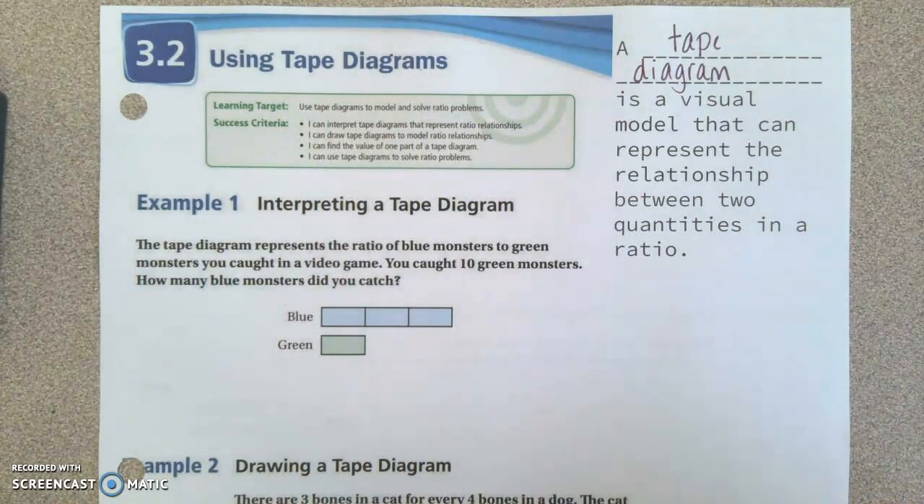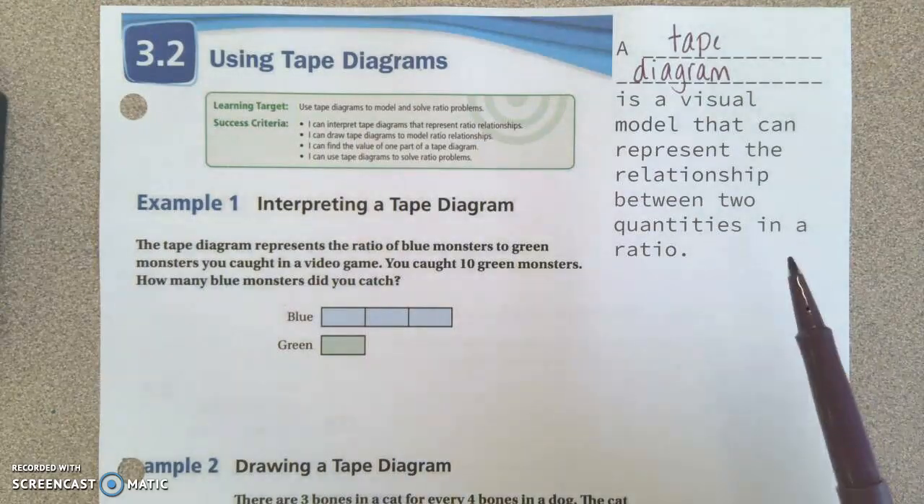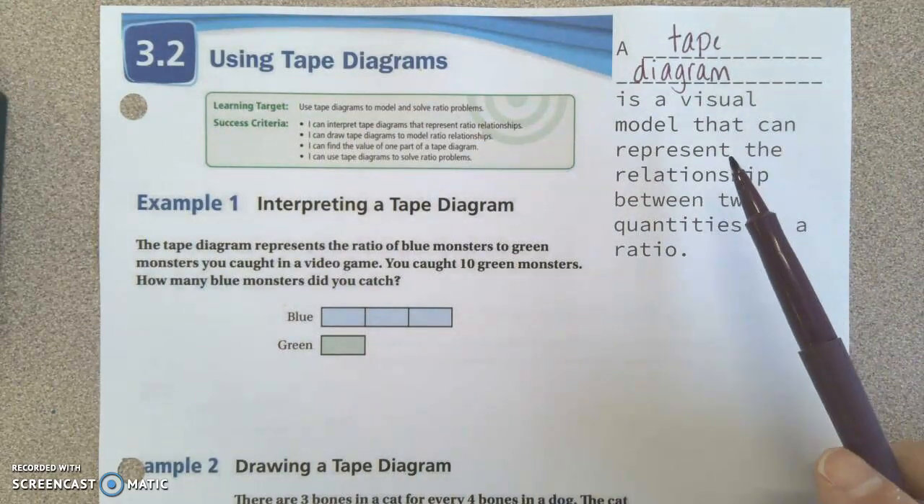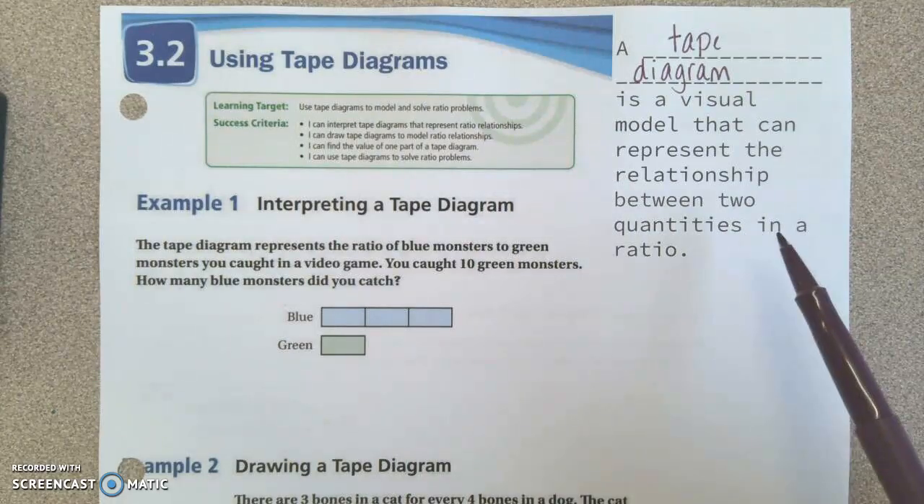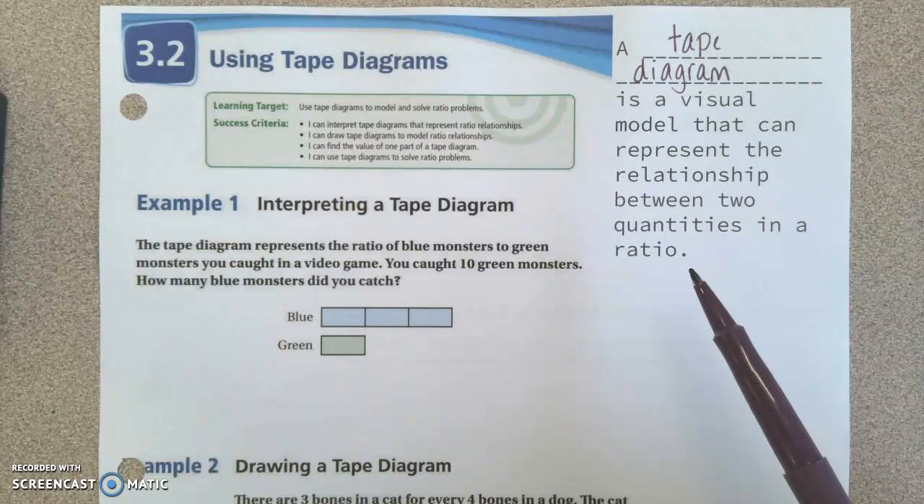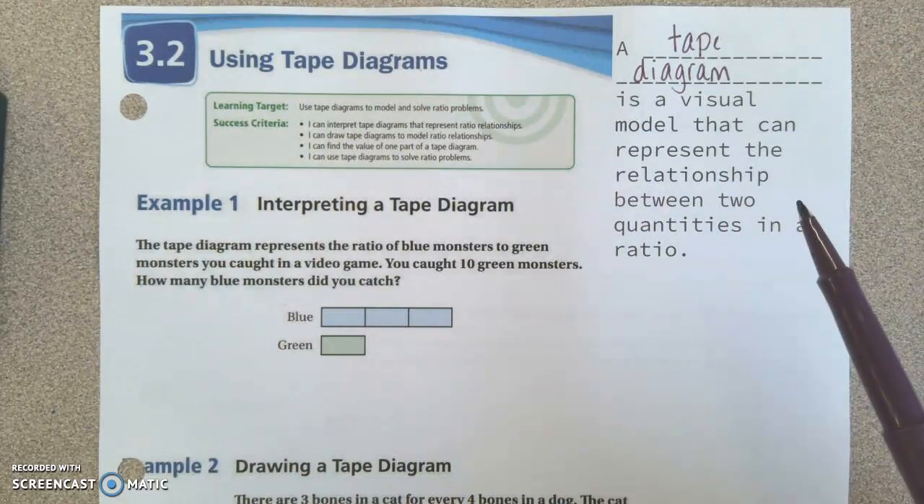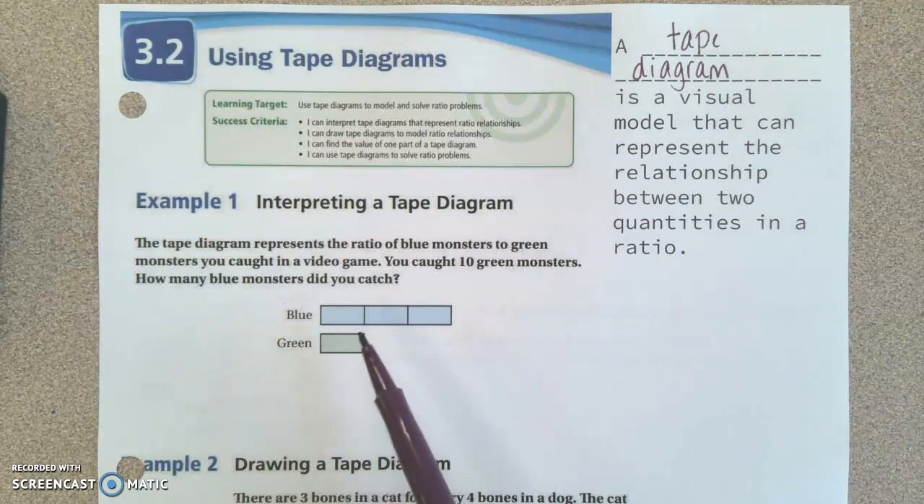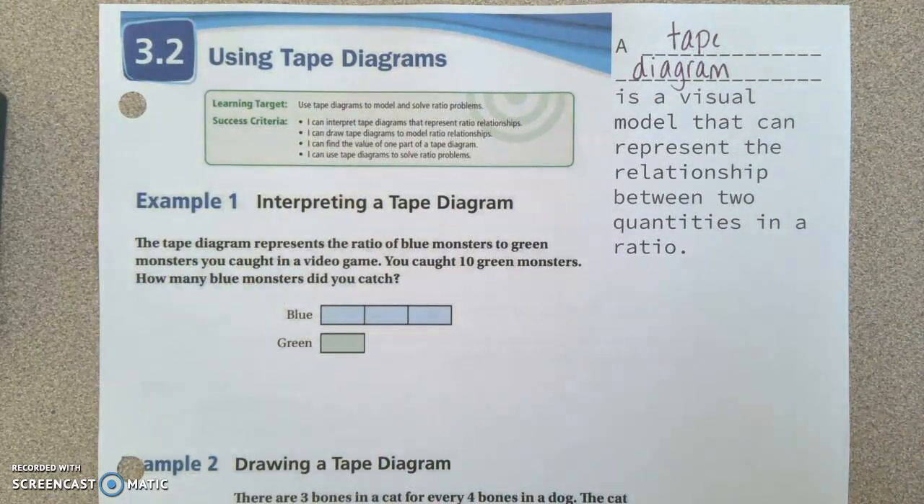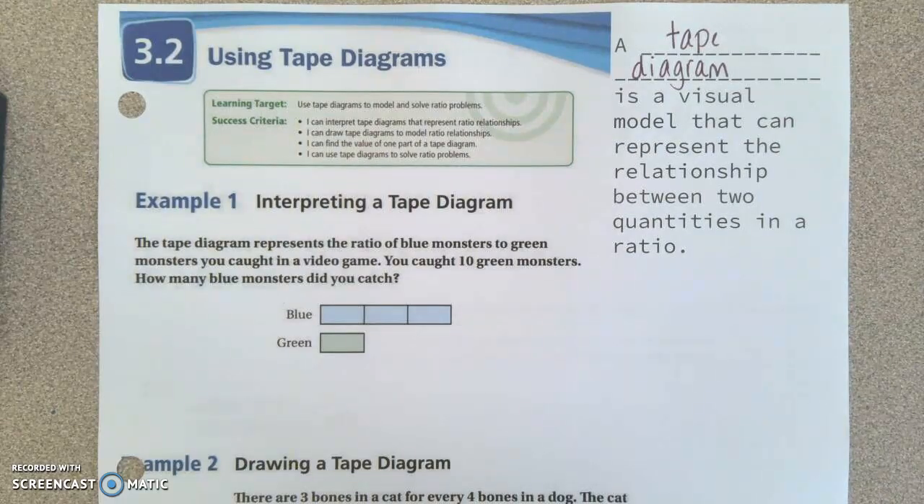Today we are going to use tape diagrams to model and solve ratio problems. So we have defined the word tape diagram. It's a visual model that can represent the relationship between two quantities in a ratio. We have also learned how to draw them, and the three things that we need. They need labels, the same starting point, and equal size pieces. So we will be using a ruler when we draw our tape diagrams.